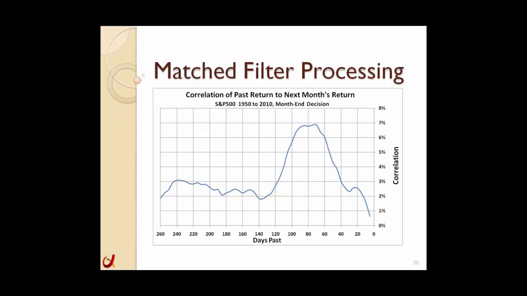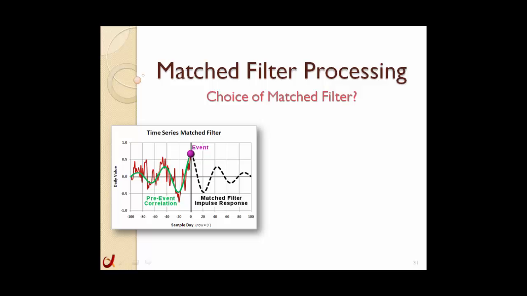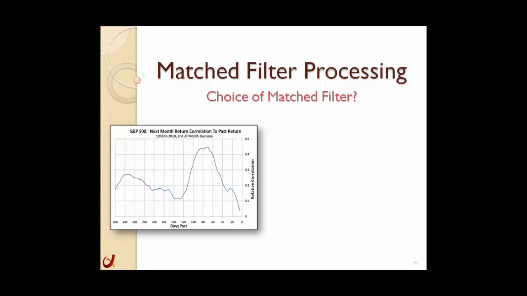The horizontal axis is the number of days preceding the event, and the vertical axis is the correlation of the data to the event, with recent past days on the right and far past days on the left. It has near zero correlation for days immediately preceding the event and grows to a peak a few months back in time. So, again, we're looking for a filter with an impulse response that looks like the mirror image of the correlation between the event and the pre-event data. This is the correlation between the event, which is next month's return, and the pre-event data.